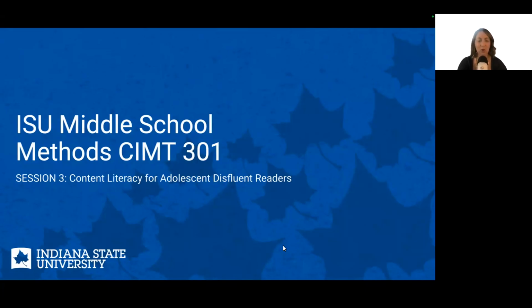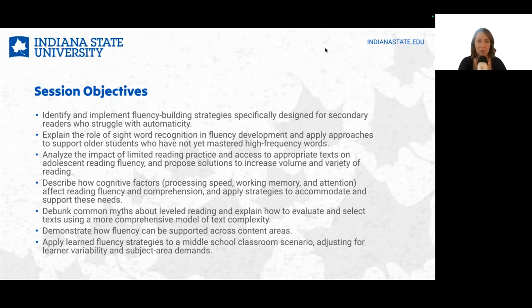In this session, we're going to be looking at content literacy for adolescent dysfluent readers. We'll be identifying and implementing fluency building strategies that are specifically designed for secondary readers. We'll discuss the role of sight word recognition and apply approaches to support older students who have not yet mastered high frequency words. We're going to analyze the impact of limited reading practice and access to appropriate text on adolescent reading fluency. We're also going to talk through solutions for that.